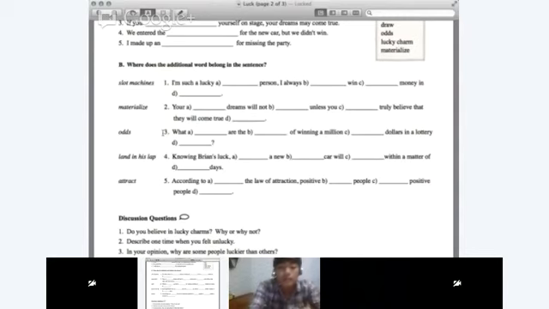Okay. So we had two responses. What odds? Close. It's very close. Does anyone know what it should be? Oh, what are the odds of... What are the odds, yes. So what are the odds of winning $1 million in a lottery? So number B. Good. What about number four?